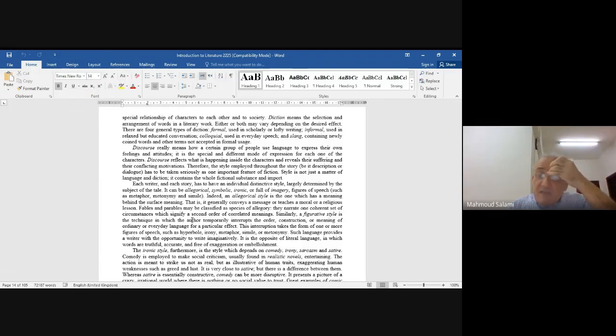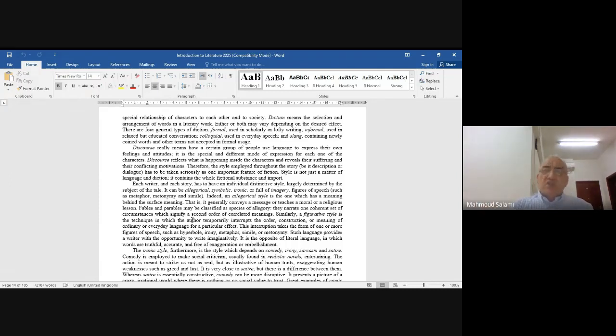Again, the same thing we say about figures or figurative style, which is the technique in which the author temporarily interrupts the order, construction or meaning of ordinary or everyday language for a particular effect. Again, why do you use figures of speech? Because you want to say something. And this is really the idea.